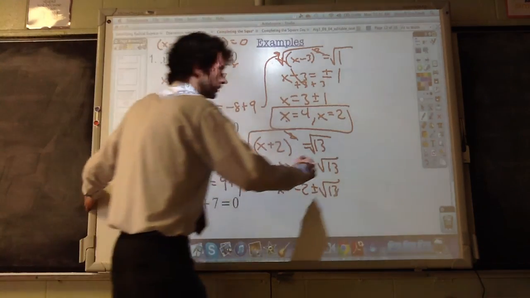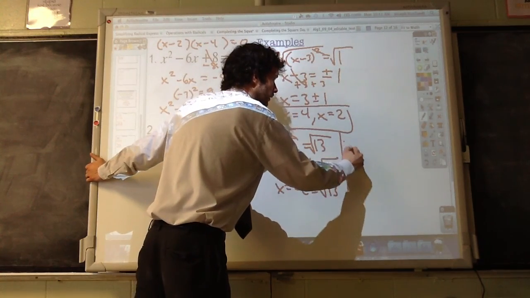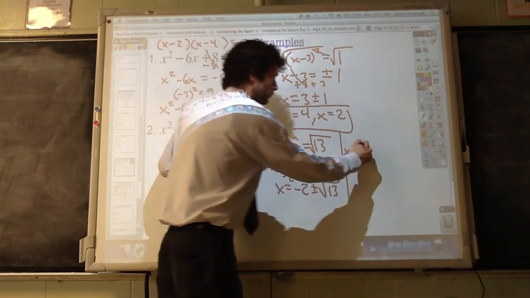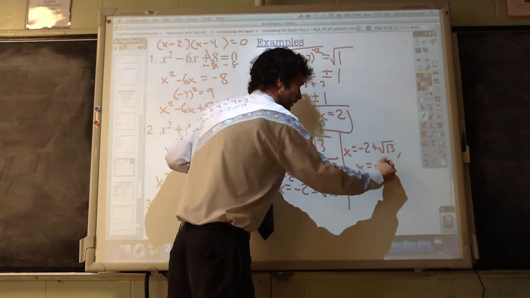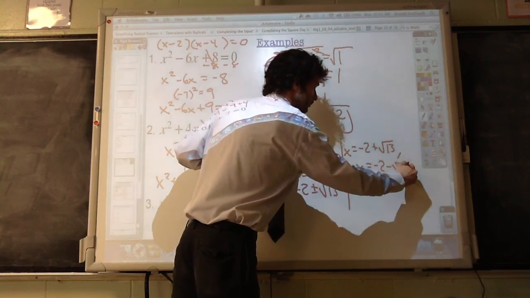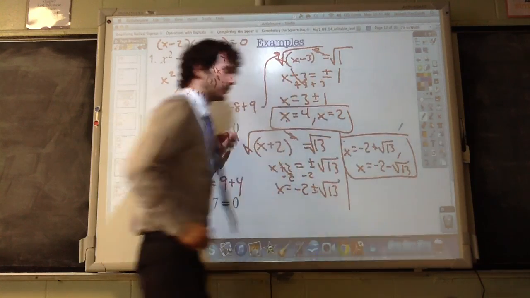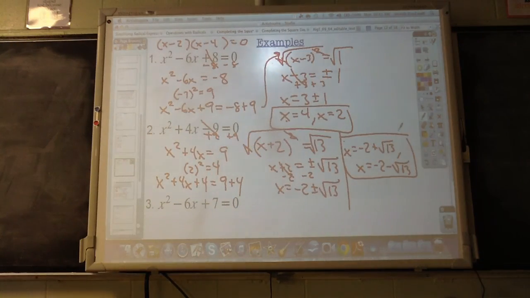So the first way would be x equals negative 2 plus the square root of 13, and x equals negative 2 minus the square root of 13. And then to get the other one, I need decimals. So I want you guys to give me the decimals.